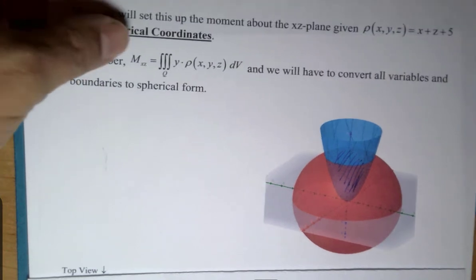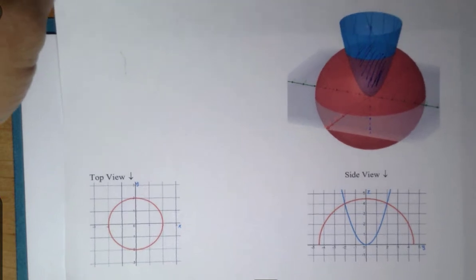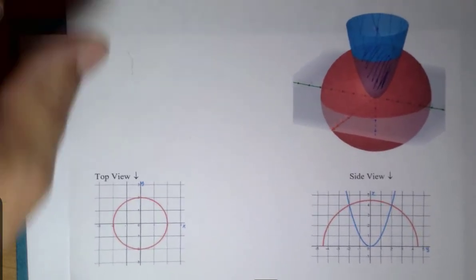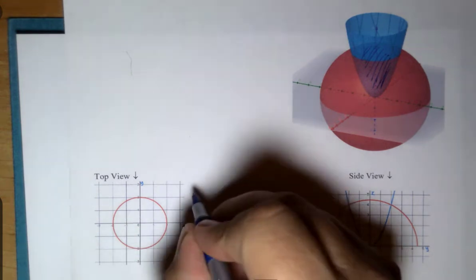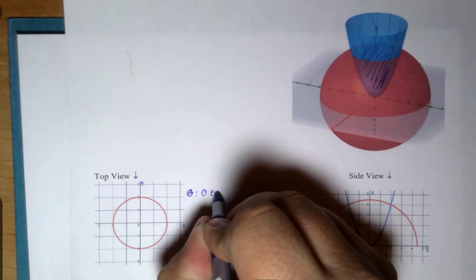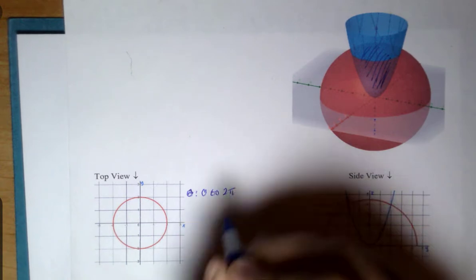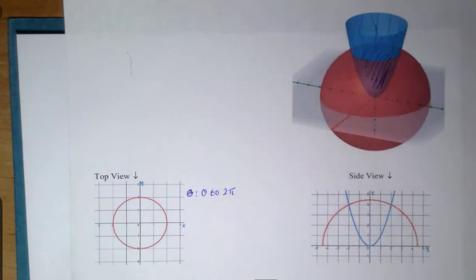So, quick little reminders. The top view of our little region is a circle of radius 2, and we already knew that in this particular case theta was from 0 to 2 pi, and that means it's rotated all the way around the z-axis. And for this problem, we don't need anything else out of the top view.